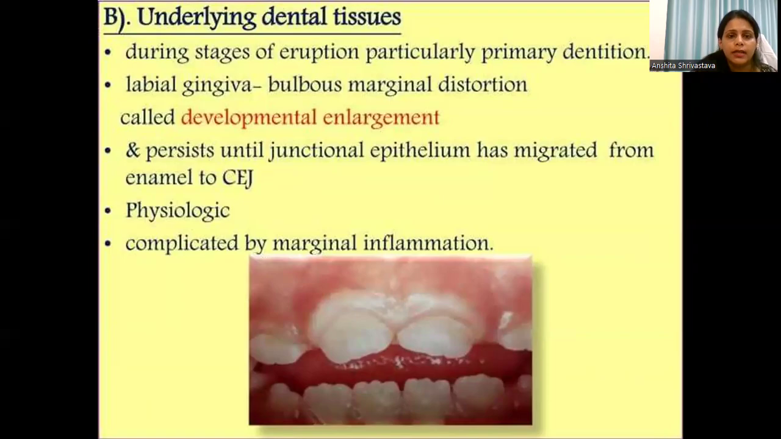Underlying dental tissues, like during stages of eruption, mainly primary dentition. Labial gingiva shows bulbous marginal distortion called developmental enlargement. So during eruption, this marginal distortion takes place, which is called developmental enlargement and which can be assumed as false gingival enlargement. This is not a gingival enlargement, but a developmental enlargement seen in primary dentition, and it persists until the junctional epithelium has migrated from enamel to CEJ. It is physiologic, and it is also complicated by marginal inflammation.